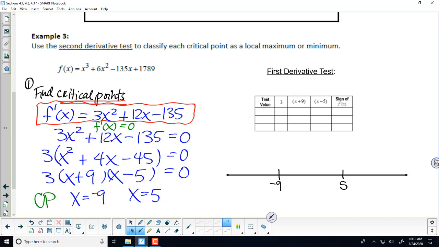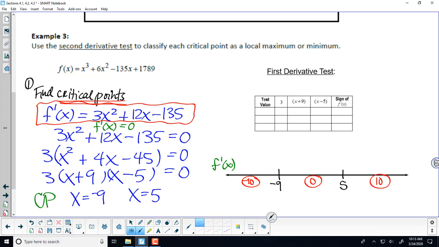And if you remember, we did our number line test, and we substituted values into the first derivative to see if we got positives or negatives on each of these intervals. So we chose a test value in each interval. I'm going to choose something left of -9. So how about -10? I'm going to choose something between -9 and 5, so I like to choose 0 if I can. And I'm going to choose something out here. I'm going to choose +10.